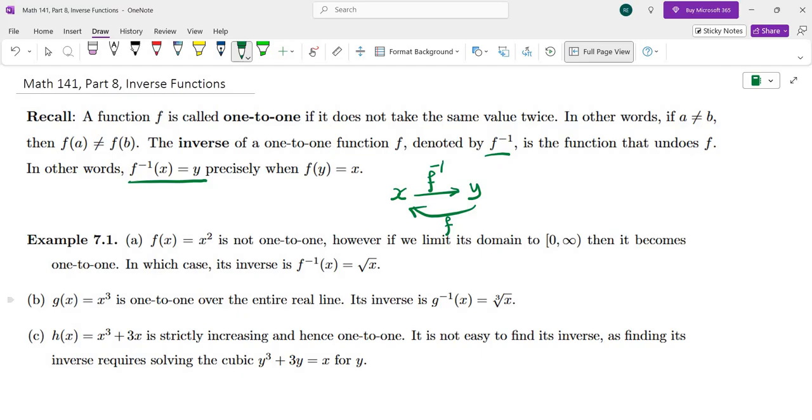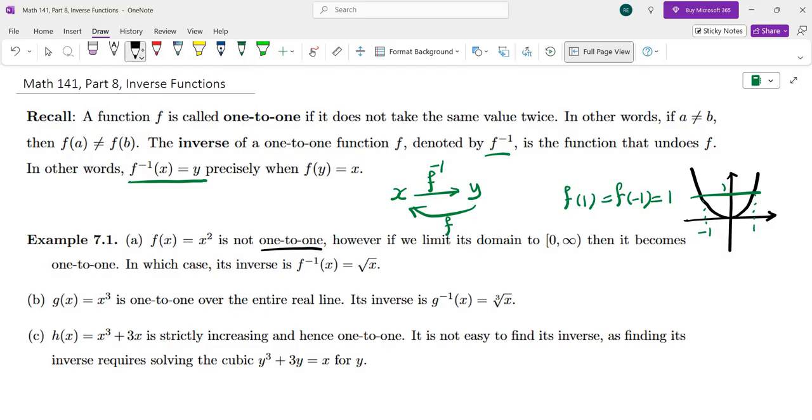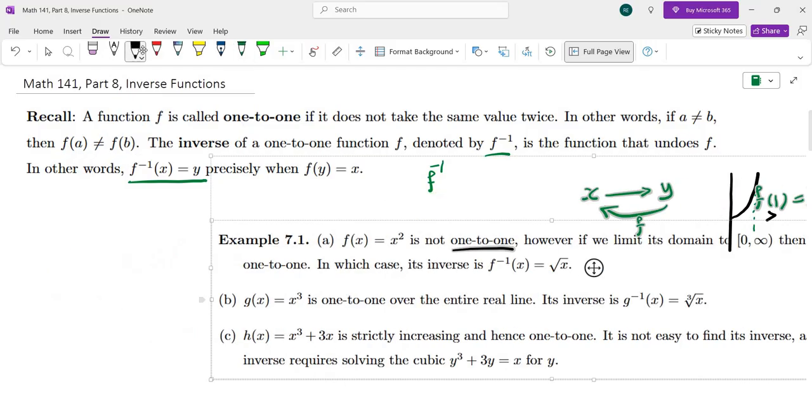Let's look at a few examples for inverse function. If you look at the function f of x equals x squared, this is not a one-to-one function. The reason is we have different input values that give us the same output. For example, 1 and -1 both give us the same value of 1. So f of 1 and f of -1 are both 1, but 1 and -1 are different. So this is not a one-to-one function.